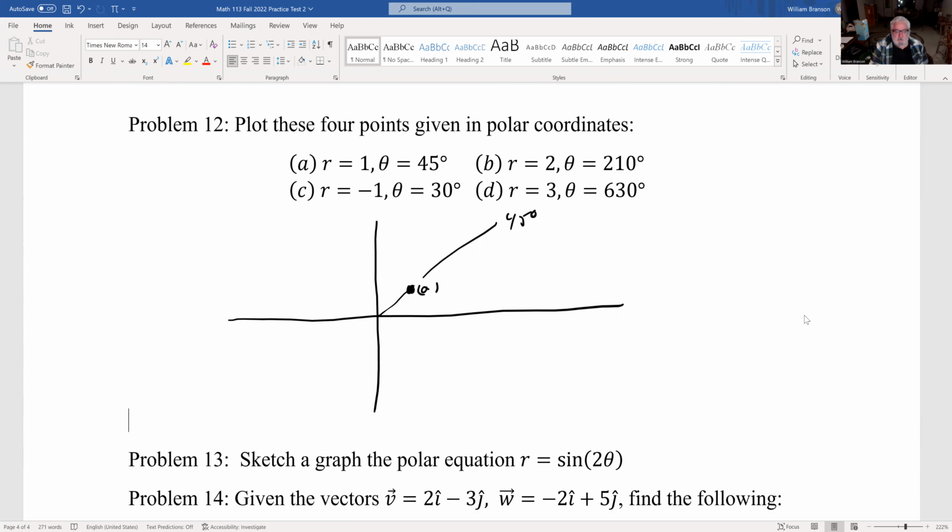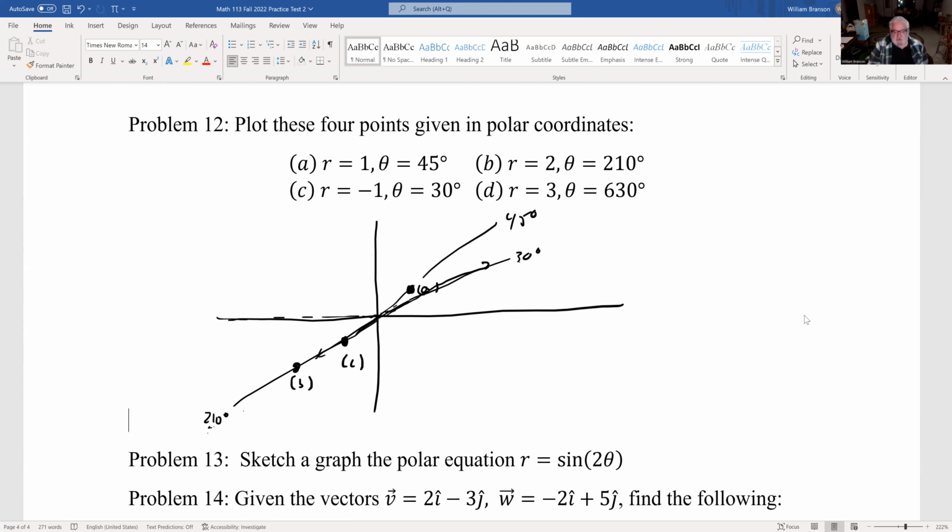B, you go to 210 degrees. So 180 is out here, 210 degrees is about here, and you go 2 units in that direction. So that'd be about out here. So there's our point B. R equals -1, theta equals 30 degrees. So you go out to 30 degrees, which is here. And notice that 30 degrees plus 180 degrees is 210, so these two are sort of the same line. -1 means instead of going out in this direction, that would be the positive R direction, you go in the negative R direction, which is back this way. So point C is here.